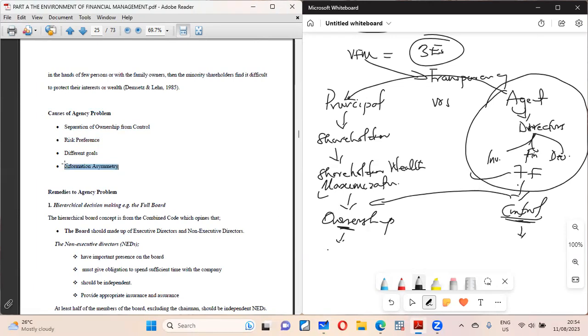Then information asymmetry. When we say information asymmetry, I was speaking in audit the last time. I said that the problem is because of information asymmetry, because there wouldn't be any challenge in marriage if communication is always there all the time.